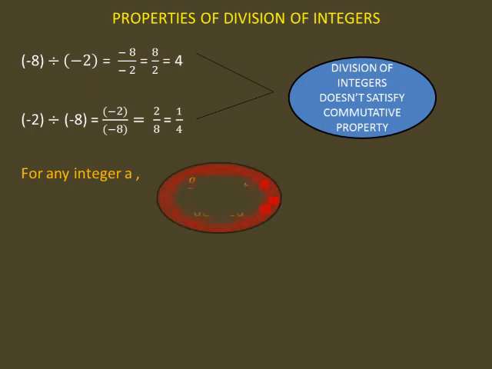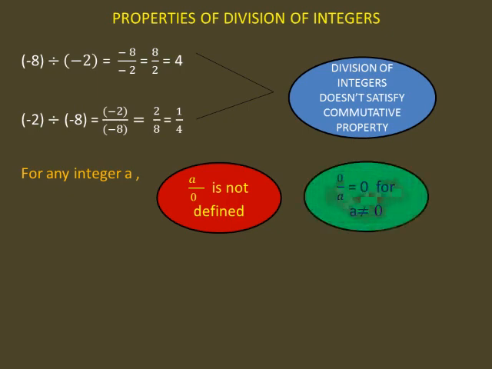Now see the other property. For any integer a, a by 0 is not defined. Actually, a by 0 is meaningless. Where a is any integer and 0 is in the denominator, the whole fraction is meaningless. Whereas when 0 is in the numerator and any integer is in the denominator, then 0 by a will be equal to 0. But we have to see that the denominator, that is a, should not be equal to 0.